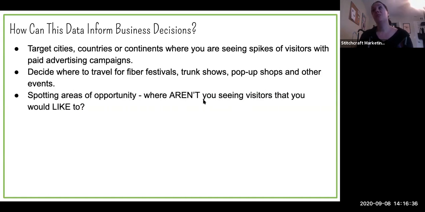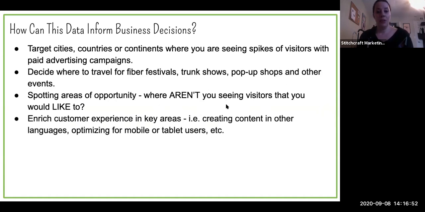Conversely, you might be thinking, well, where am I not seeing people coming to my website from? Like, where do I want to get fans? So then you can start to tailor content to speak to those people. For example, you could create content in other languages or optimize for mobile or tablet users, that kind of thing. So if you aren't seeing visitors from a specific sector, you can reverse engineer from there to try and find ways to get them to come to your website.